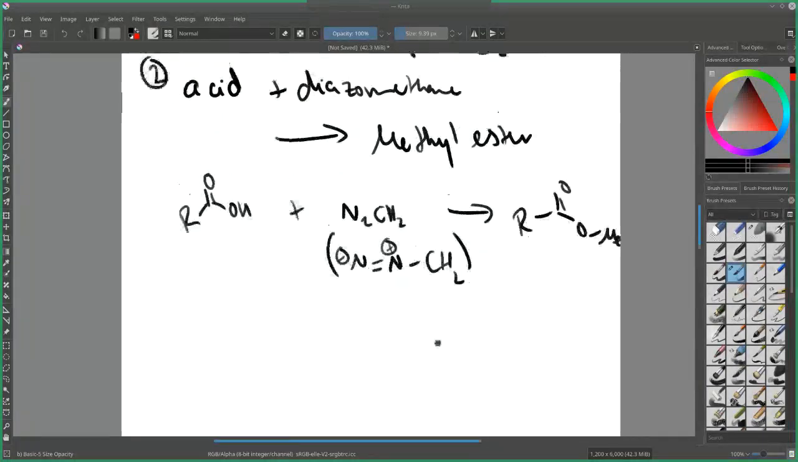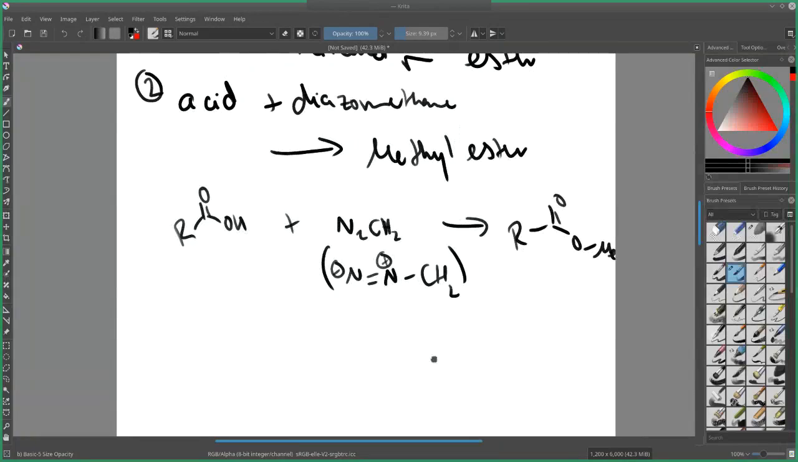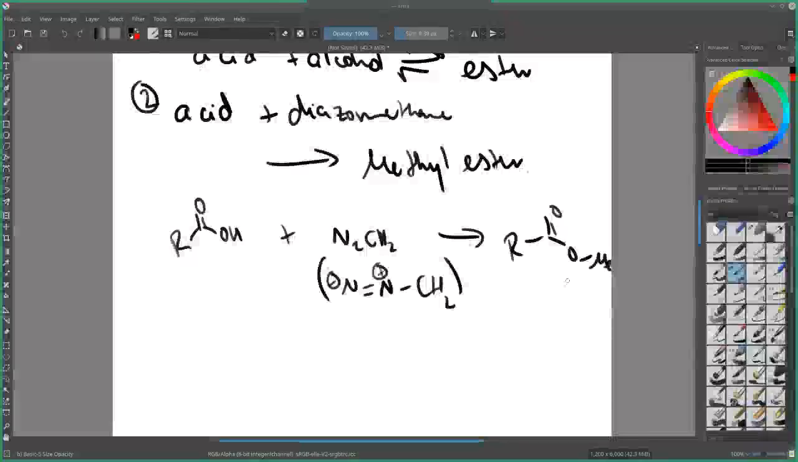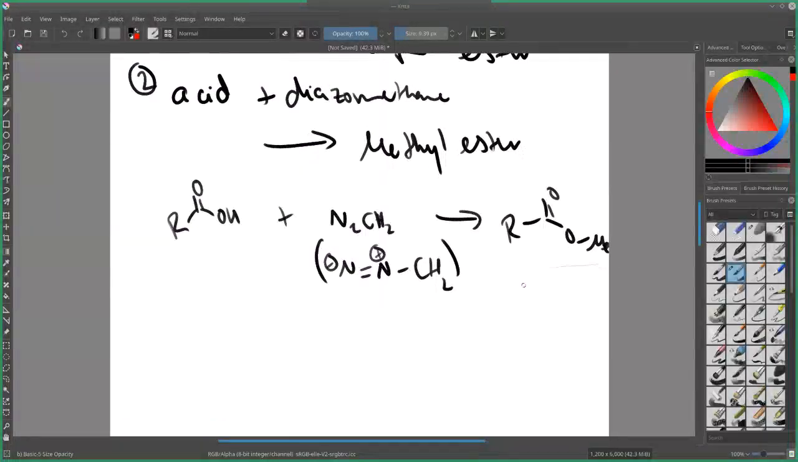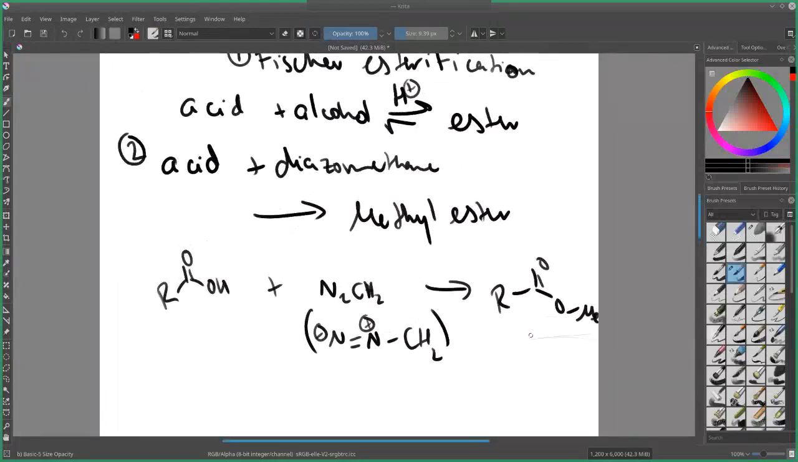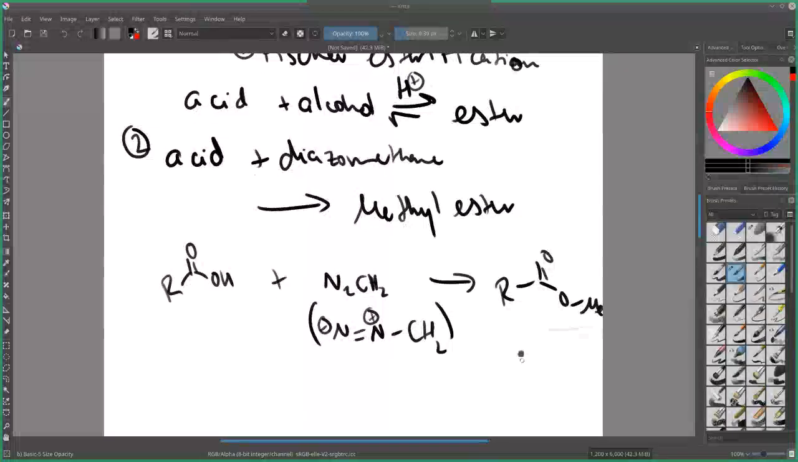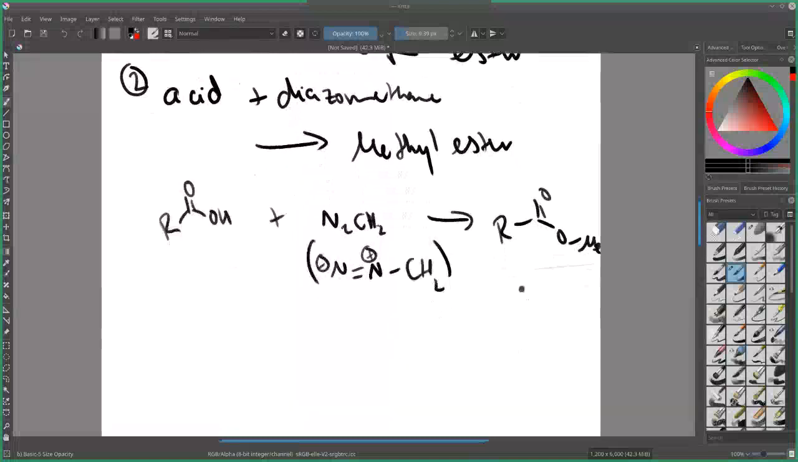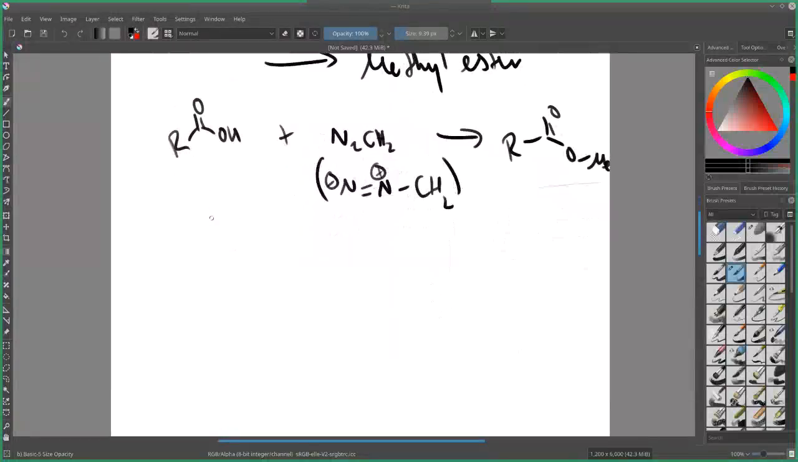So this is nice. This is a common reaction that you can do, and methyl esters are pretty common, so this is something that people will do a lot. The weird thing is that you knew how to make this. You can make this with Fischer esterification, which we just talked about. So this is not really a revolutionary concept, but the reason you would do this is because it gives you very, very good yields.